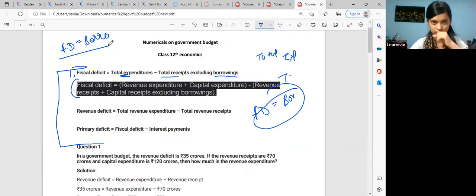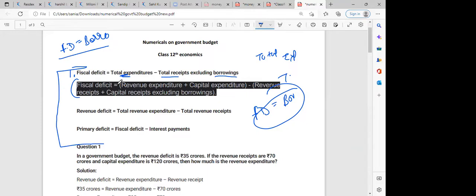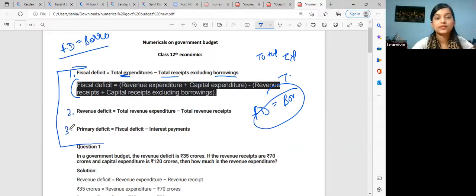Clear? This is for everyone. Clear? First formula? Yes, teacher. Yes, ma'am. Aditya, getting it? Yes, teacher.